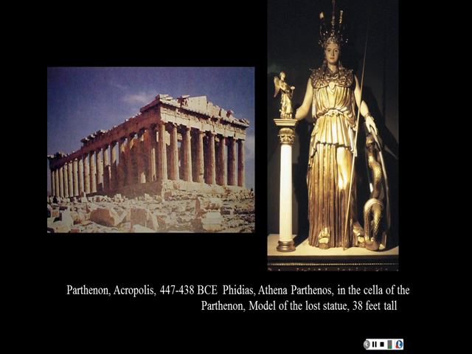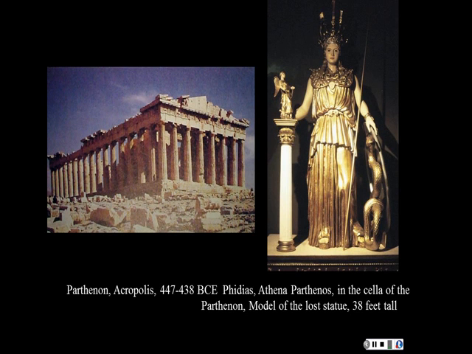If we look inside, this is a model after the lost sculpture, which was 38 feet tall, enormous, one of the largest of these temple deities. This is Athena Parthenos, Athena the Virgin. She was made of, faced in ivory and in gold, making her chryselephantine, this combination of ivory and gold materials.